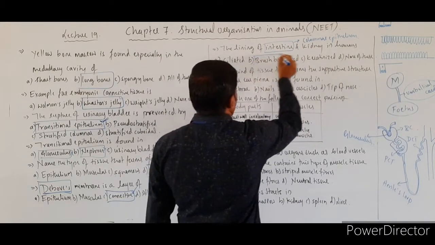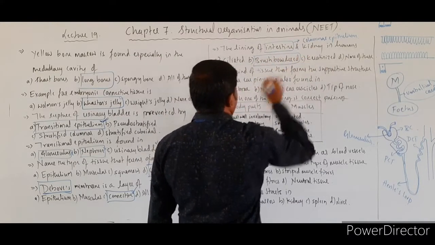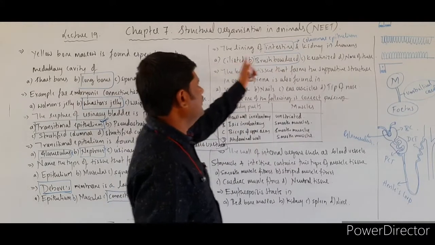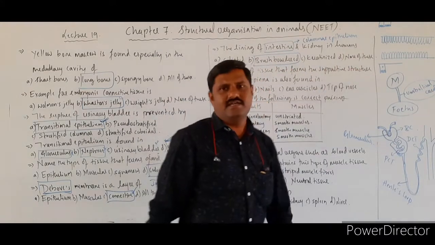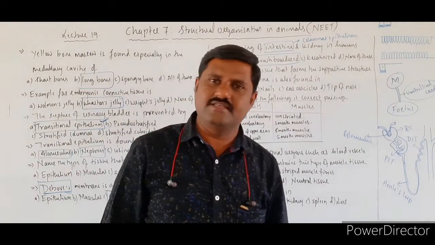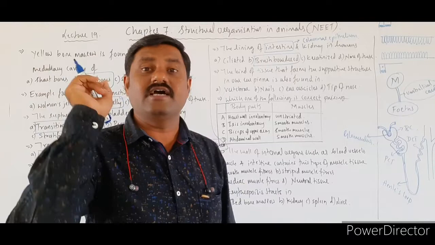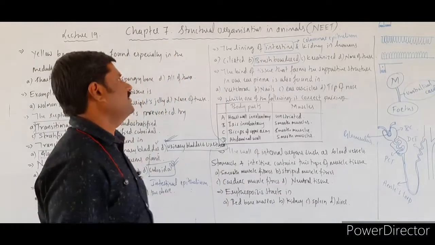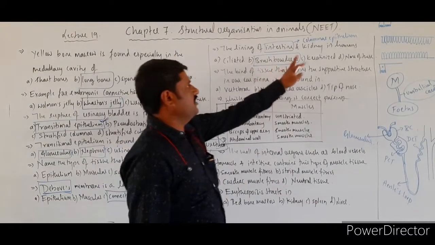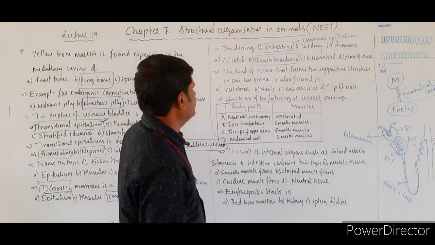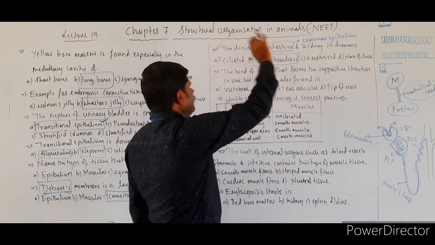Then where is the answer? See here, the brush bordered one. It is not ciliated, keratinized, or any of the others. Keratinized means keratin protein is deposited in the cells. So the correct answer is brush bordered epithelium. Okay, this is also over.